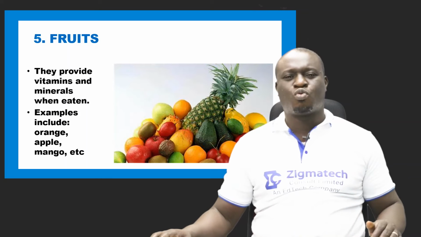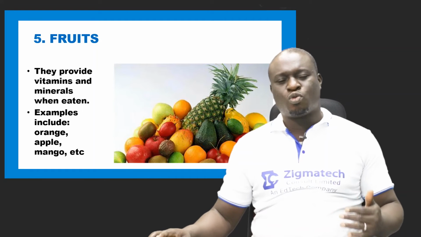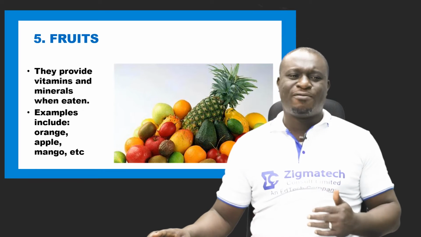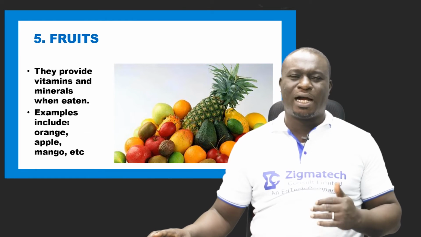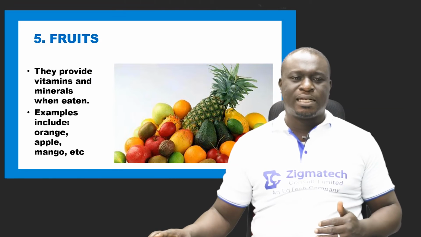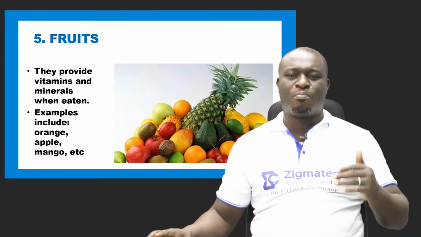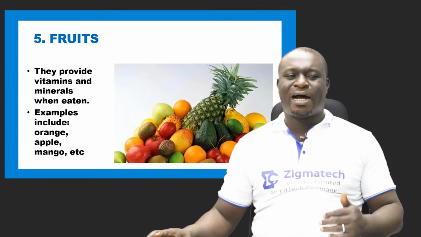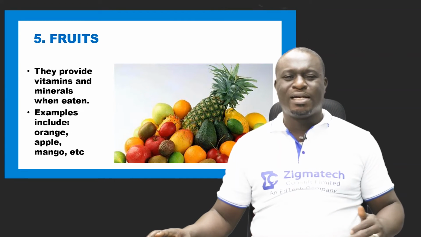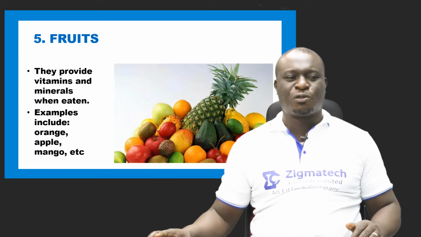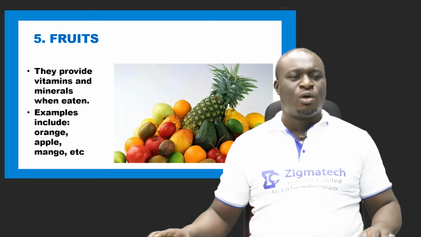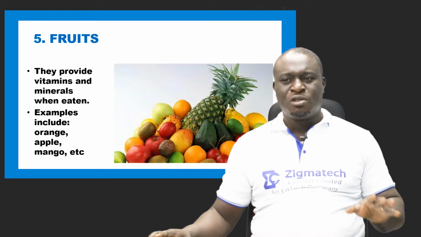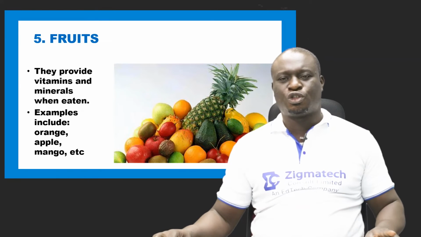And then also we have what we call the fruit plants. Remember, what we're looking at is agricultural classifications of plants. Number 5, we have the fruit plants. Now, the fruit plants are plants that provide vitamins and minerals when eaten. Examples of fruit plants include apples, orange, mango, pawpaw, and so on. These all are called fruit plants.